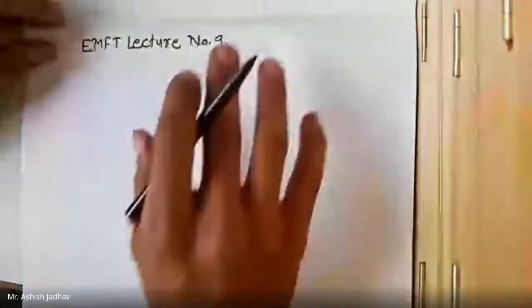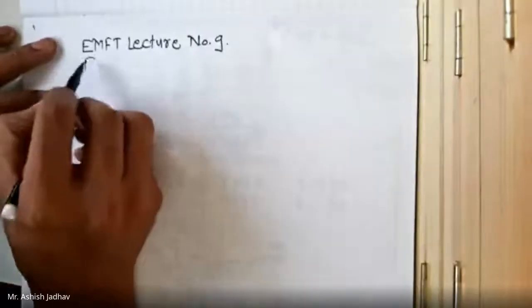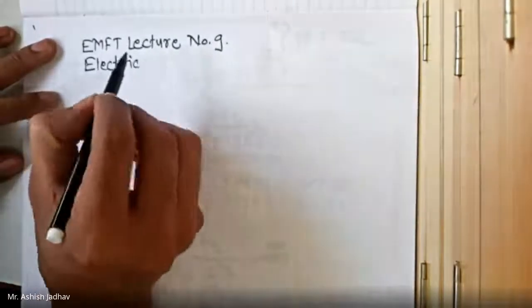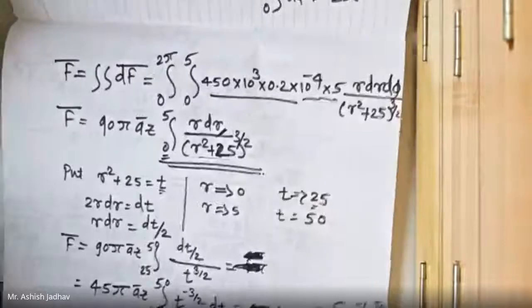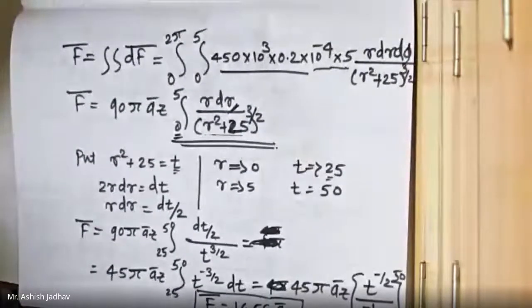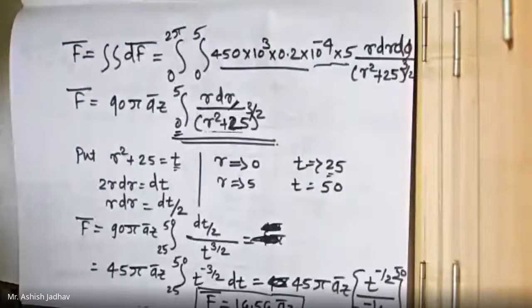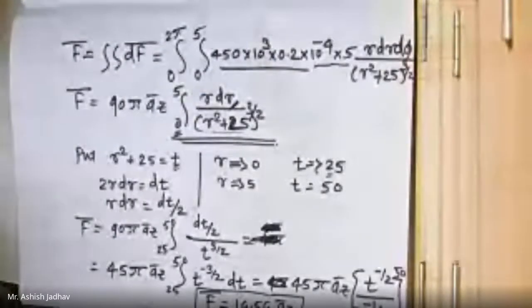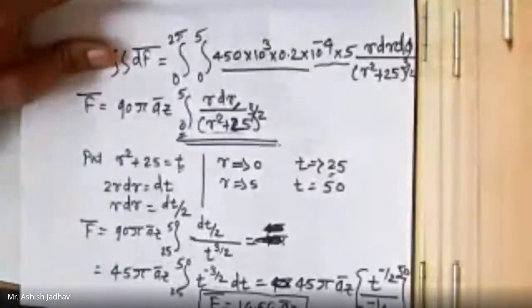So today's topic of our discussion is electric field intensity. So this is electric field. Excuse me, sir. In the last lecture the problem was left half done. The answer has come. I think this was the problem, right? Yes sir. We have solved it completely. And this is the answer.